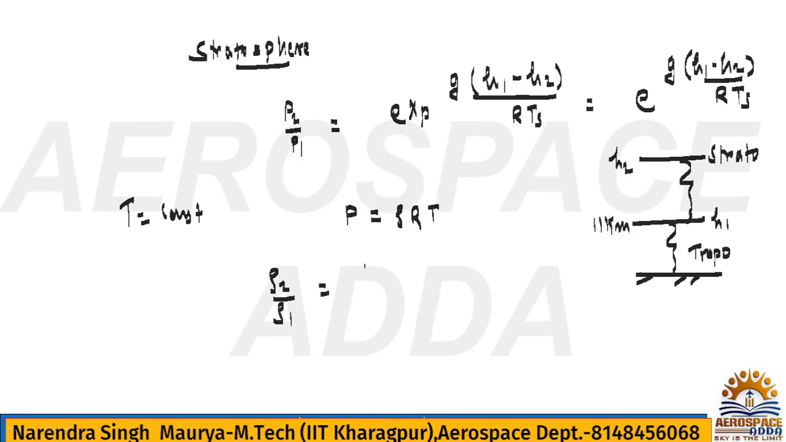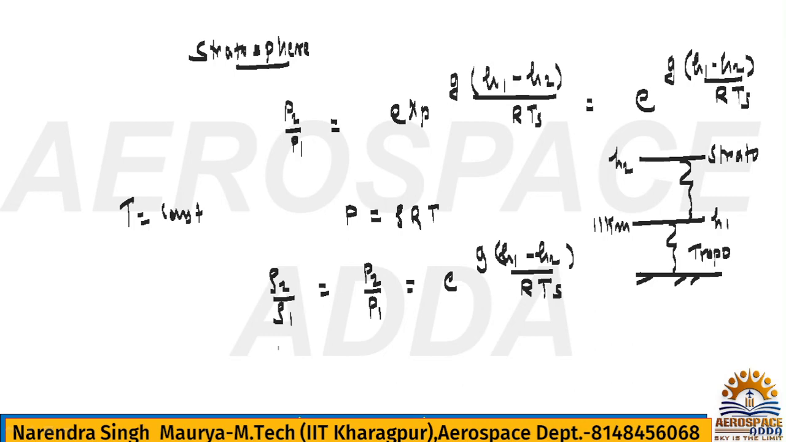So rho2 by rho1 is equal to P2 by P1, the same formula, e to the power g (H1 minus H2) divided by R Ts. Ts is the temperature in the stratosphere, meaning whatever the temperature at 11 kilometers, it will be constant from 11 kilometers to 25 kilometers. g is gravitational acceleration, R is the characteristic gas constant, and H1 and H2 are both altitudes.